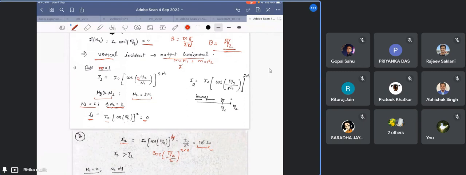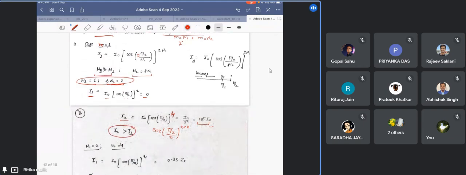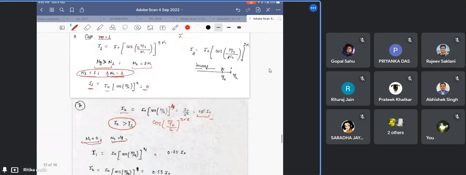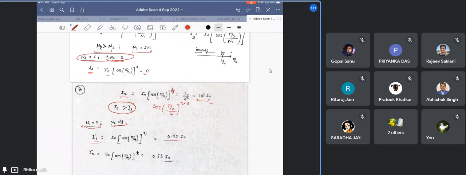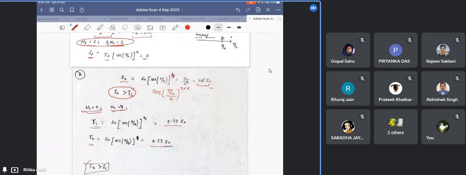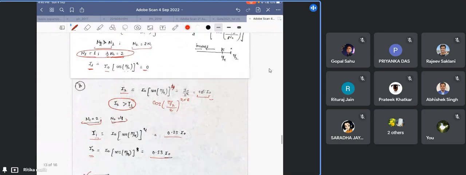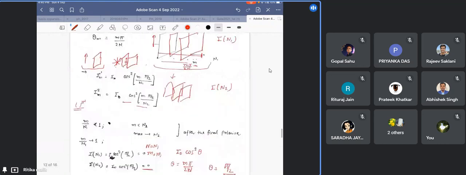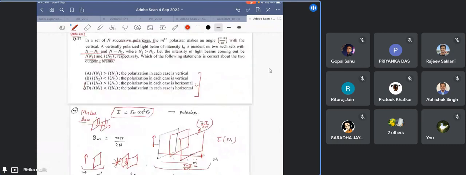So in this case, if I take n equal to 1 and this condition, then my intensity I2 will be greater. Now let us consider that n1 is 2 and n2 is 4. In that case, intensity I1 is 0.25 I naught, and I2 by the same formula will become 0.53 I naught. So in this case, I2 is again greater than I1. If you try that case, most of the time I2 is always going to be greater than I1. So your I2 is going to be greater than I1 and polarization is horizontal. So this is the right answer.